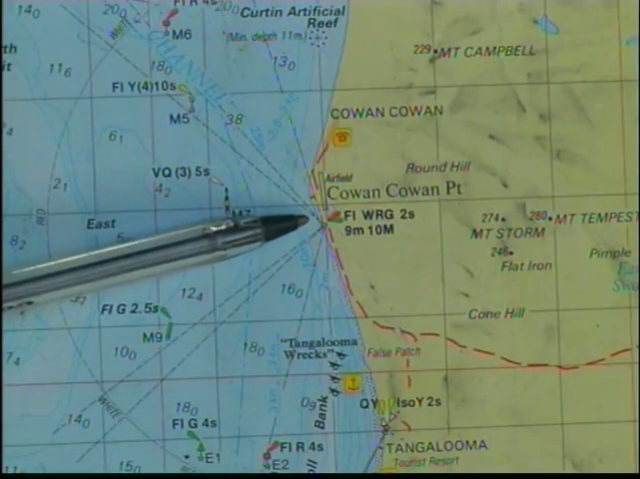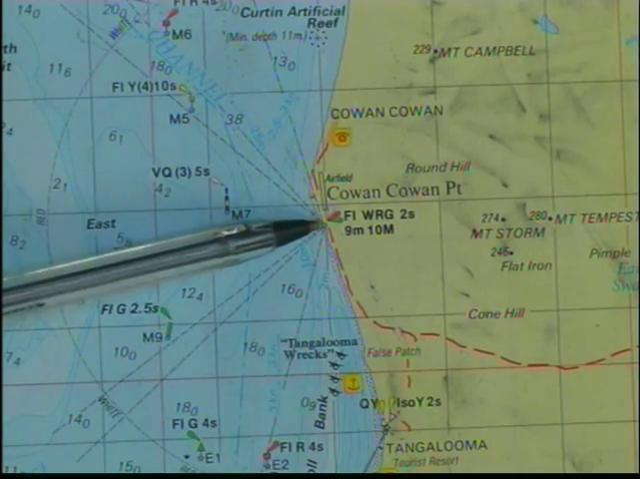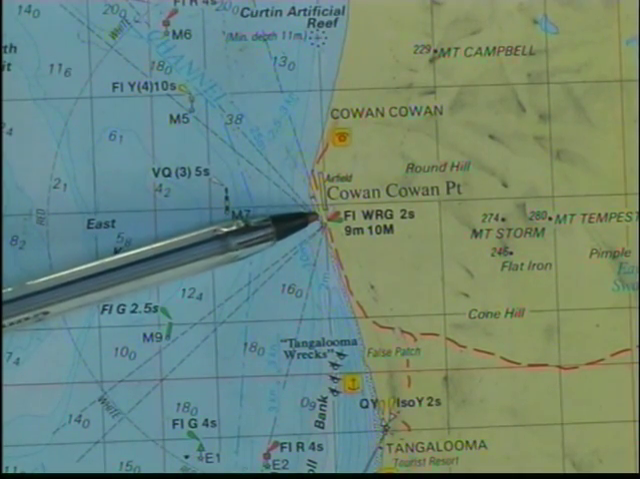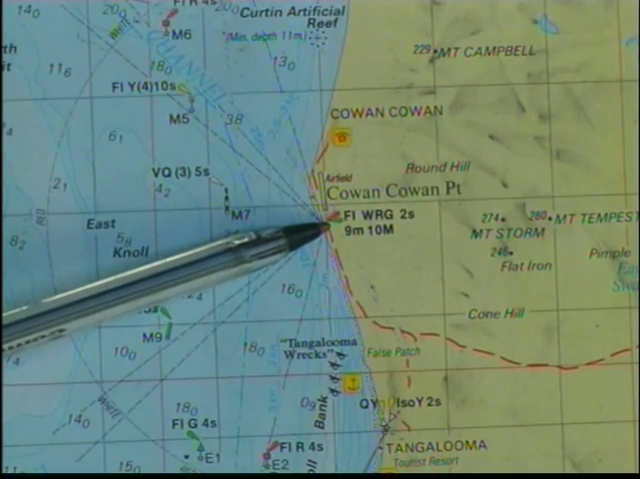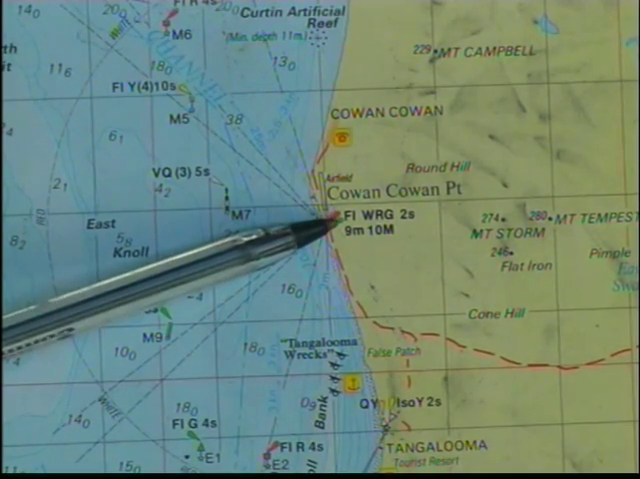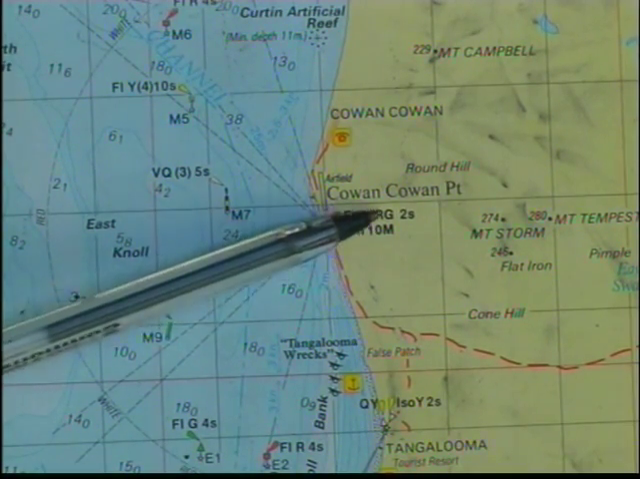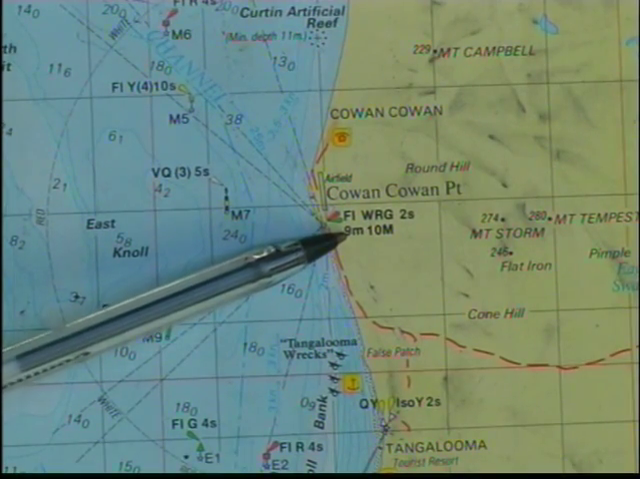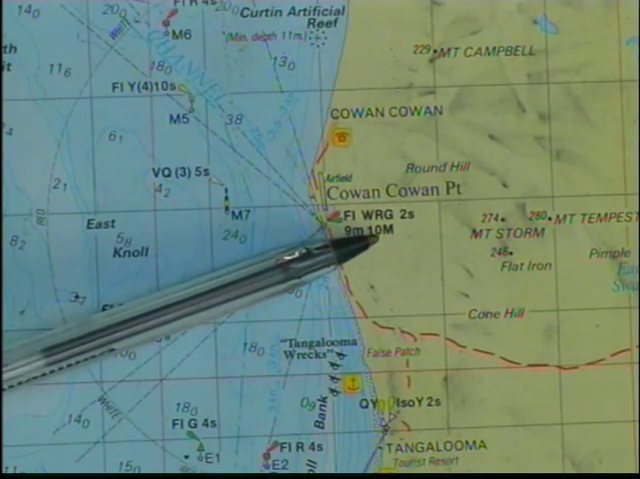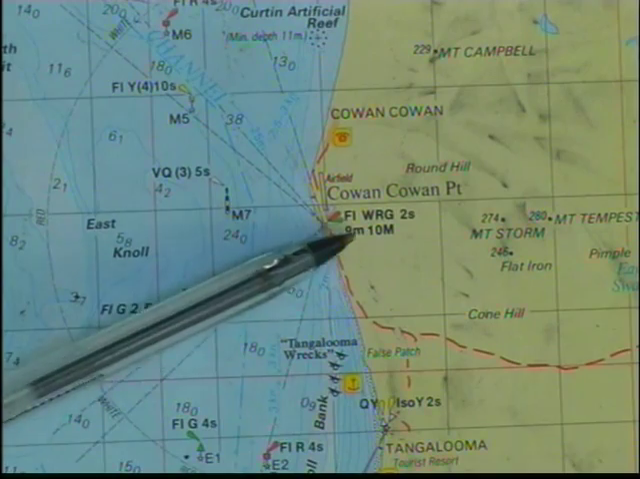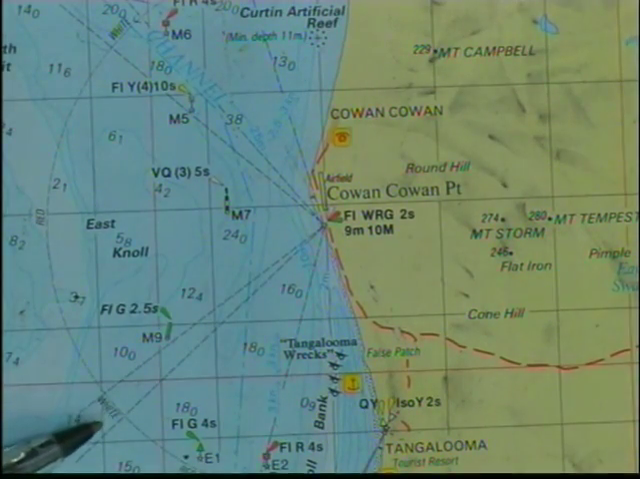Let's have a look at one last lighthouse. There's a lighthouse here at Cowan Point. You can see it's got a combination of lights. It's got a white, a red and a green. Now the bold print says flashing white, red, green every 2 seconds. The light's 9 metres above the high water mark, and you can see that for 10 nautical miles. And the lights are sectored, so there's your white sector, meaning it's safe.